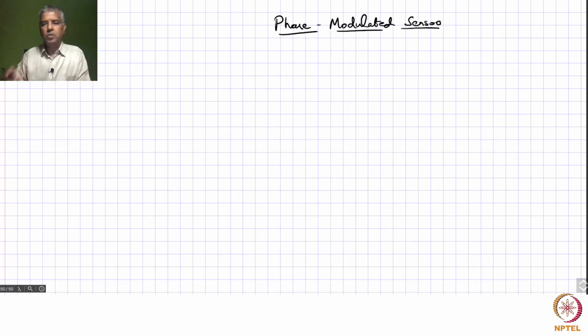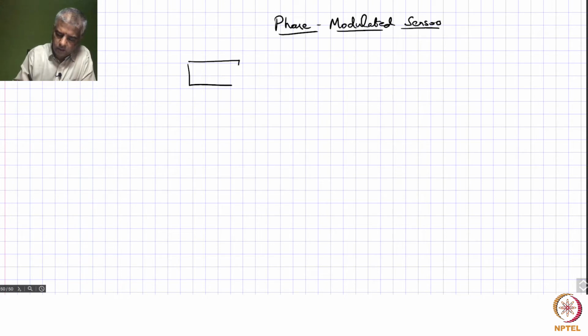So, how do you use the principle of phase modulation due to external perturbations, and how do you sense those perturbations? That is what we are looking at. Now, when we talk about phase, let us just go back to our original picture.